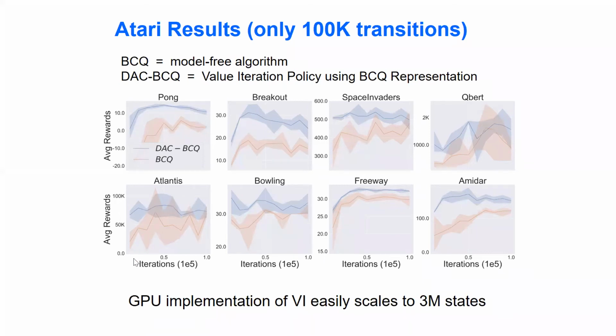This is just as the algorithm iterates. We're using a model-free algorithm called BCQ. It's kind of like DQN. And we're using its representation at each point, with the data that was collected, to solve the MDP. We can see that we get a better solution by solving the MDP with planning than what it had at that point with the same representation.